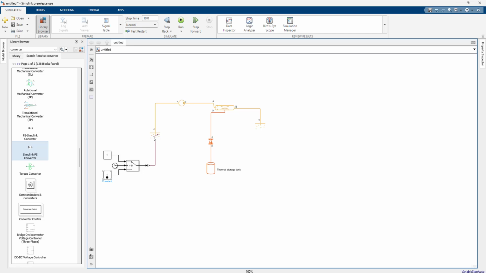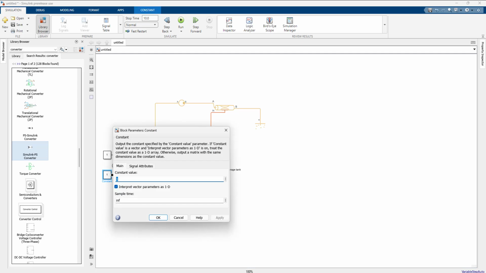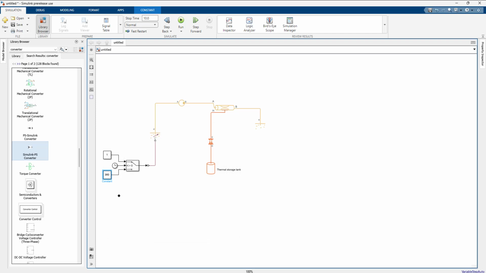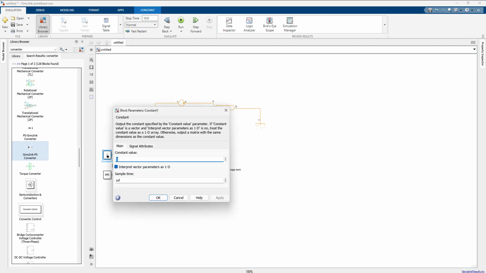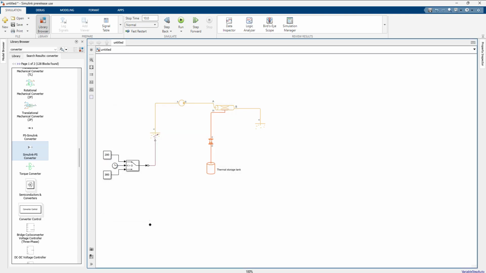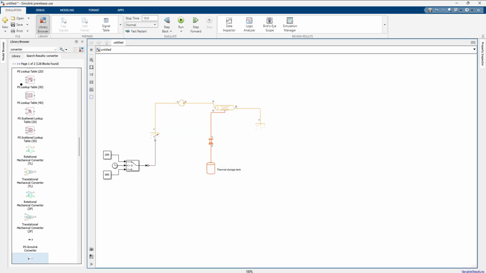Okay, and at first the tank should go to the charging phase. So I set this value about 360 Kelvin for charging. It's the temperature of the fluid which is going to charge this tank. And for the discharging, I set the value to 190. The temperature of the fluid is in Kelvin.